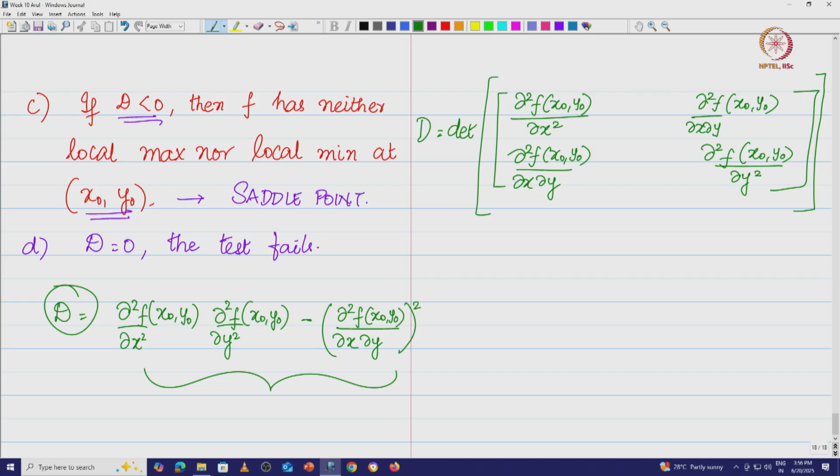Great. Now, let us take a quick example and see if you are able to appreciate this idea and see whether there is going to be a local maxima and minima. How do we compute all that? Let us take a simple example.